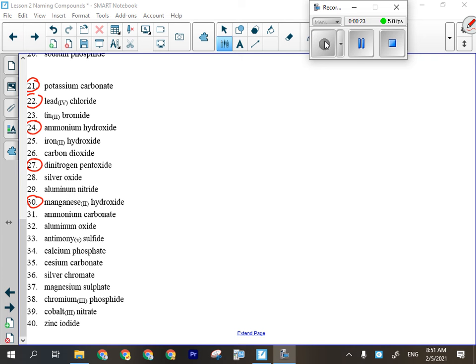Is potassium a metal or a non-metal? It's a metal, okay? It's on the left-hand side of the staircase, okay? So I write the formula for that. I know it's ionic, so I'm also gonna write its charge. And then it's with carbonate, okay? Carbonate is a polyatomic ion, so I have to go up into my chart of polyatomic ions, okay? It's CO3, and it has a -2 charge.